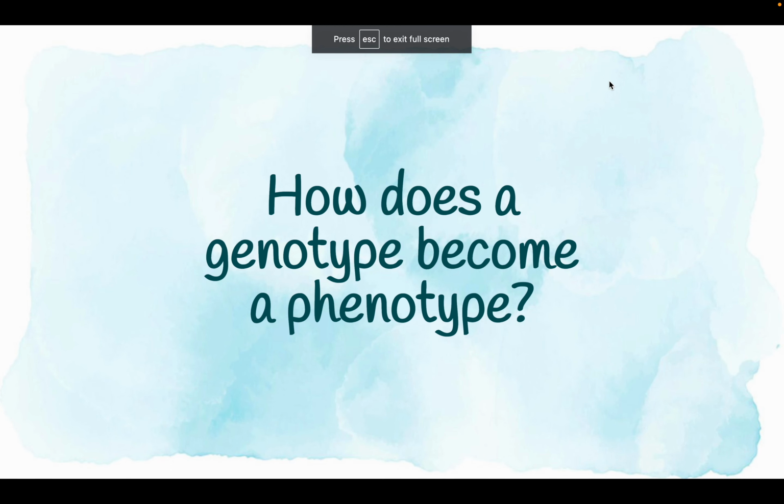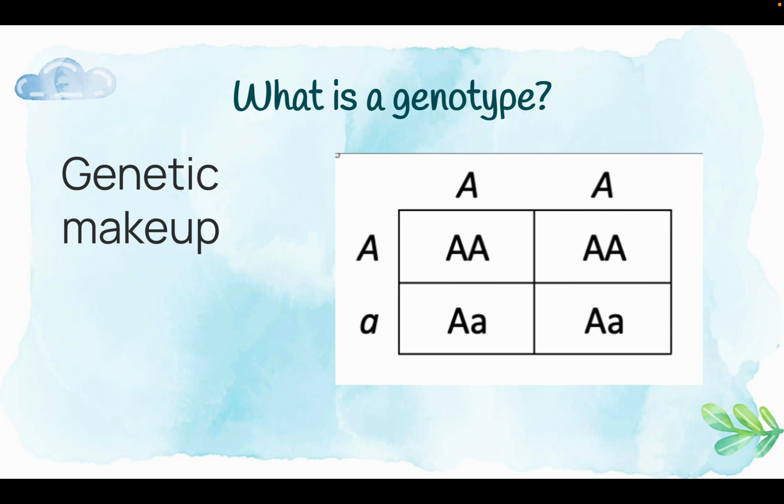Open to this notes page where we're going to discuss how does a genotype become a phenotype. That might be a confusing question if you're thinking to yourself, what is a genotype? Well, a genotype is the genetic makeup of an organism. So maybe in your earlier biology classes, you have seen something like a Punnett square. A Punnett square involves an organism's genotype, or the genes that make them up.